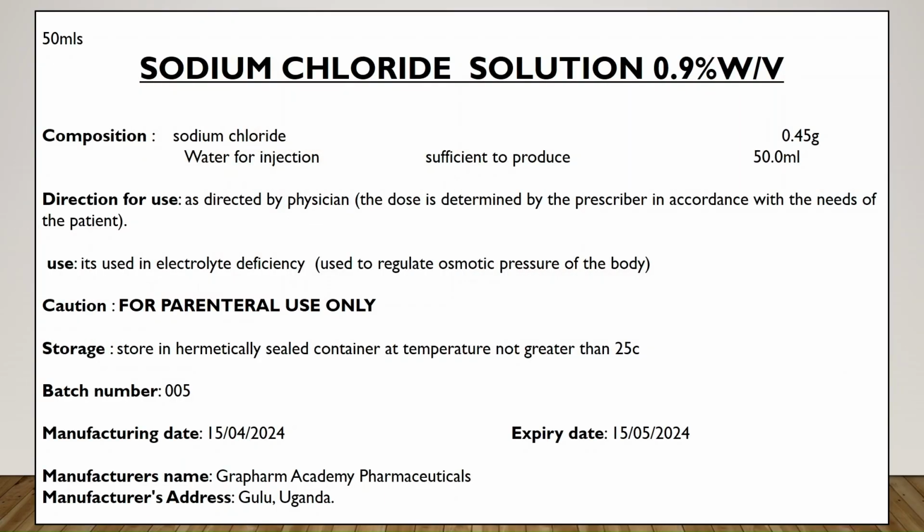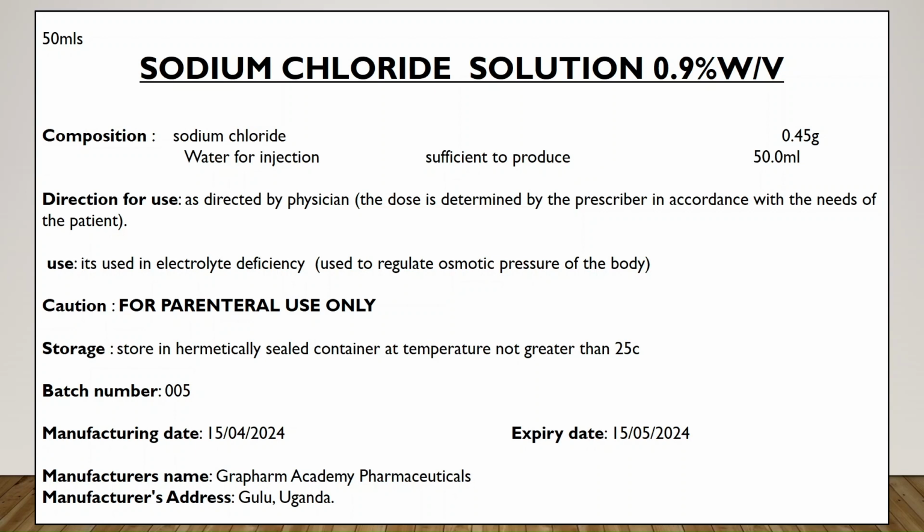So after now you've packed, you need to write a label for your product. So we see that it is 50 mils, our quantity 50 mils, the name of what we are preparing, sodium chloride solution, 0.9% weight in volume. Composition, we have sodium chloride 0.45 grams, water for injection sufficient to produce 50 mils. Direction for use: as directed by the physician. The dose is determined by the prescriber in accordance with the needs of the patient.